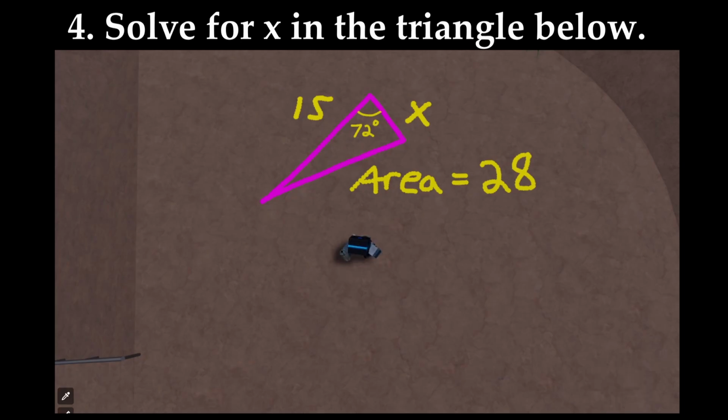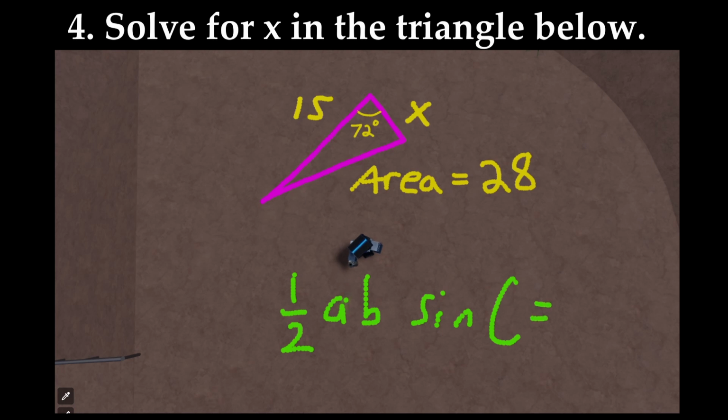So what's the formula we're going to use? It's the same one as in the previous problems. So 1/2 A, B, sine C is equal to the area of this triangle. And what do you know about the area? We know it's 28, so let me put that in. And then we also know A, B, and C. A is 15, or you can call that B if you want, but it doesn't matter. B is x, and C is 72 degrees.